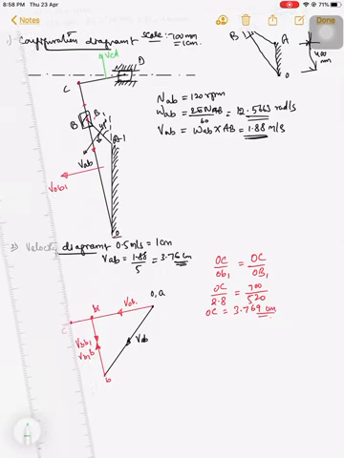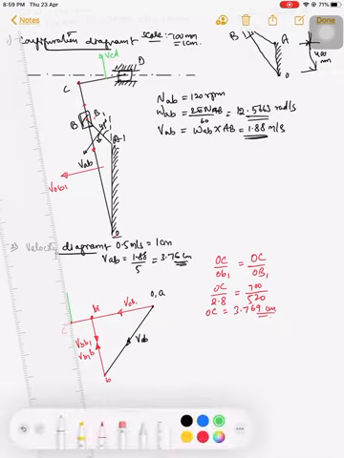Similarly, using C, I'll draw VCD. We do not know the magnitude. So what I'll do is I'll draw a line of unknown magnitude.